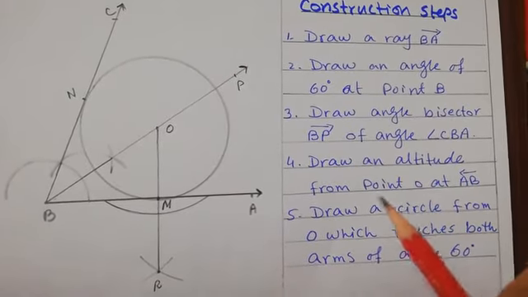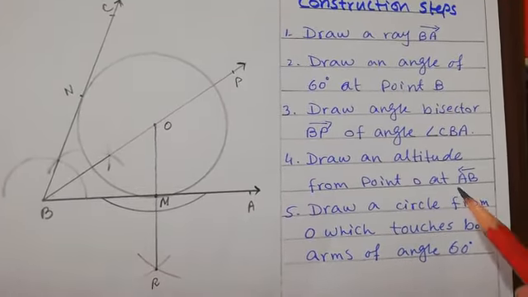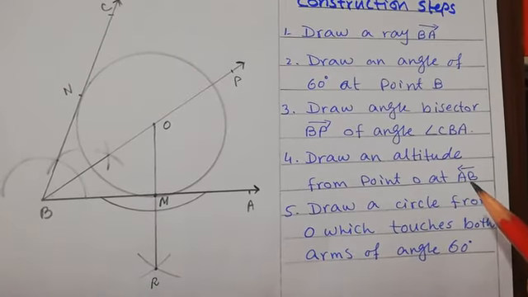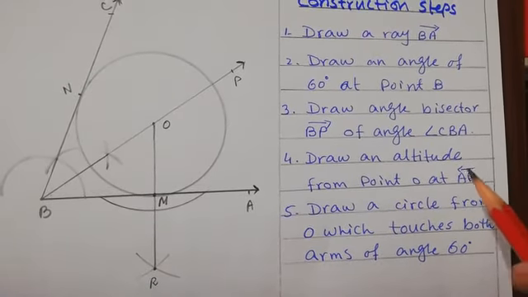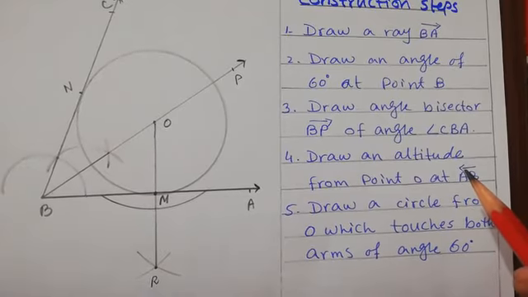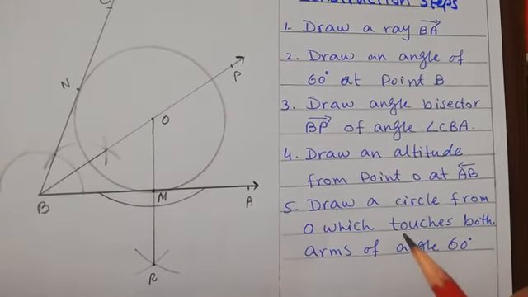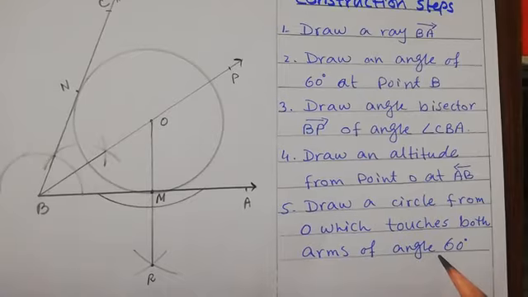Here remember one thing: this is ray AB, but you can write it AB or BA, but the direction must be the same, it must be proper. Draw a circle from O which touches both arms of the 60 degree angle.